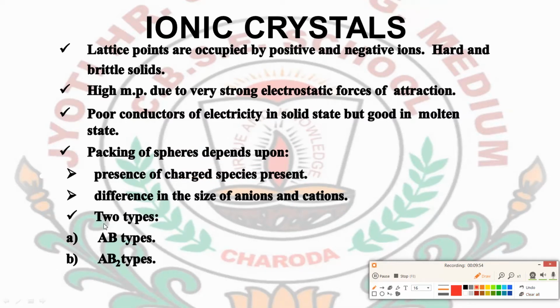Next, in ionic crystals there are two types present. One is AB type and another one is AB2 type. Two types of ionic crystals will be present out there, one is AB type and another one is the AB2 type.